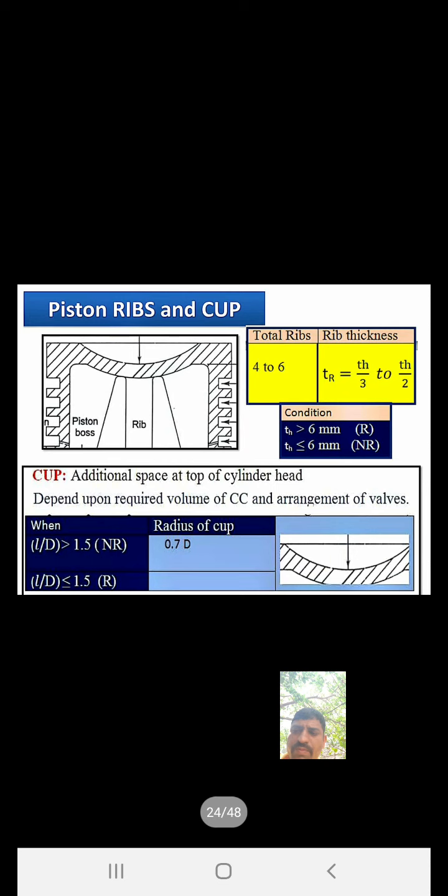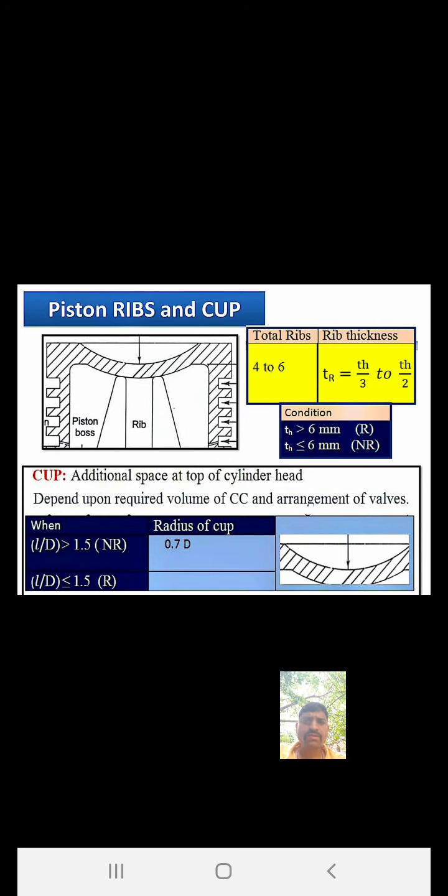Next is piston ribs and cup. Cup is the additional space at the top of the cylinder head. This depends on the required volume in cc and the arrangement of the walls. What is the arrangement of your wall, and what is the additional space at the top of the cylinder? This depends on this value. Then see the total rib I have shown, the rib or cup portion of the piston.